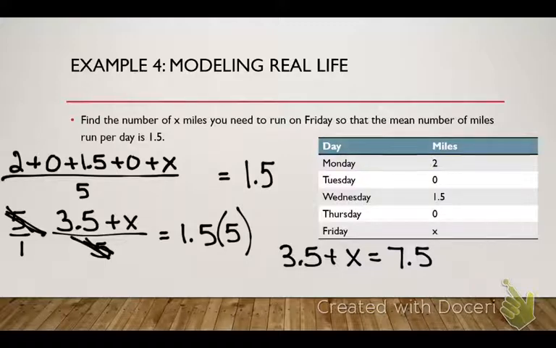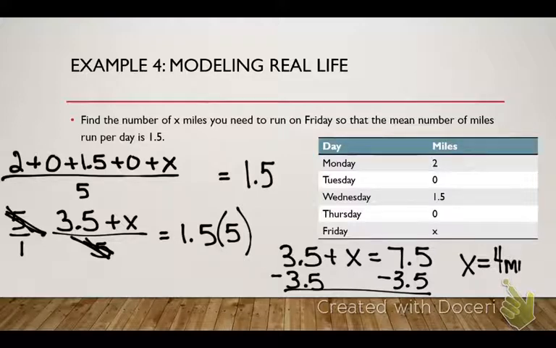All right, so I'm really close now to figuring out what x needs to equal. How can I solve for x? How can I get it by itself? Minus 3.5 on both sides. All right, so I slacked off all week. I didn't do any running at all, hardly. So if I really want to hit my average of 1.5 miles, how many miles do I have to run on Friday? 4 miles. Okay? And that's in order to have the average that I'm looking for.